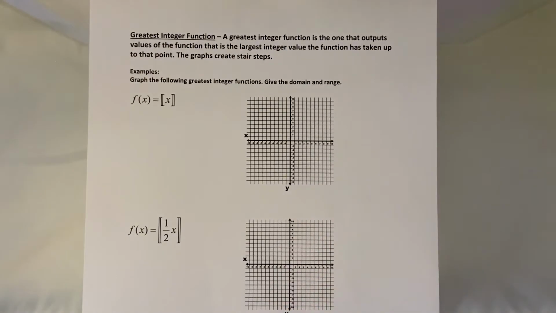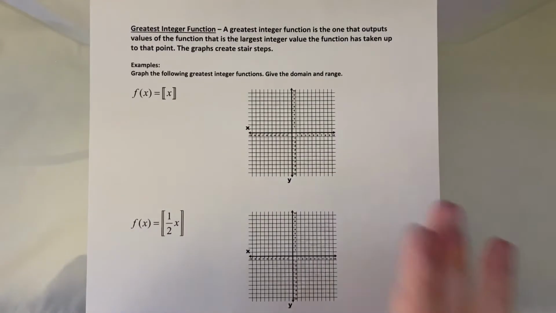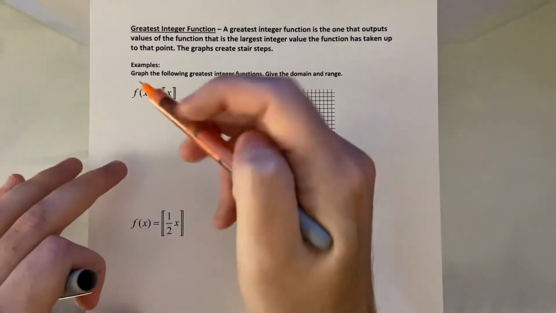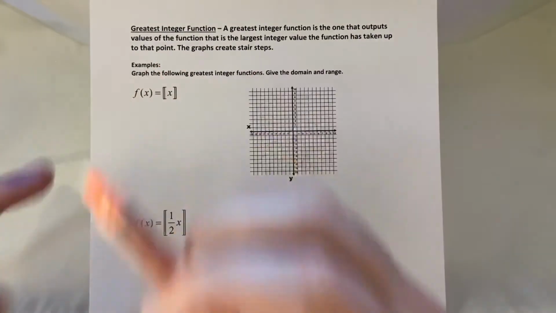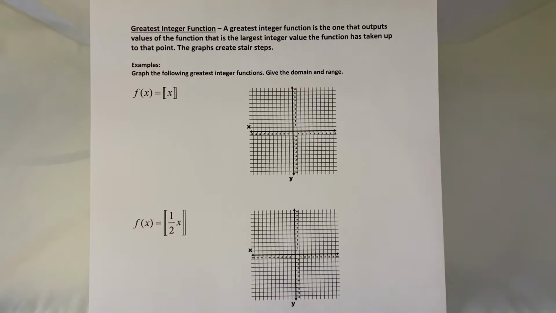And one last thing that's on your homework that I don't test over, but it's important that you know what it looks like because it makes a bunch of piecewise functions, is called the greatest integer function. The greatest integer function outputs the values of the function as the largest integer value the function has taken up to that point. So basically the largest integer value underneath your actual value. So what does that mean? Well, it means if you're at a half, what's the biggest integer under a half? 0. So your function's actually going to output 0. The greatest integer function is denoted by this double bracket on the side.